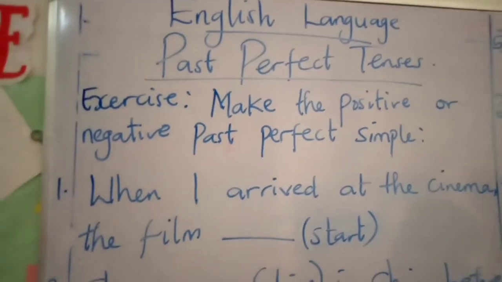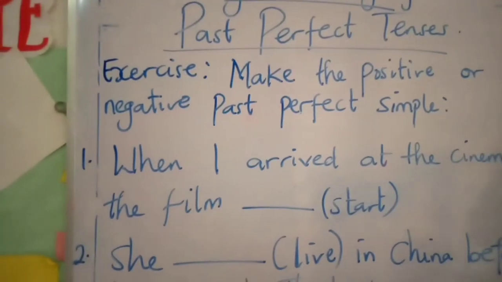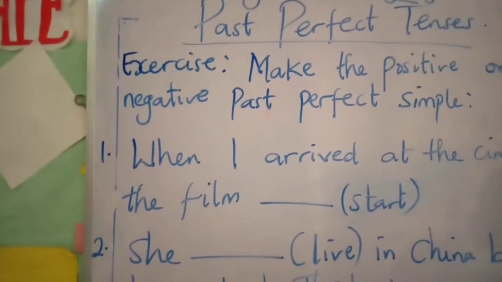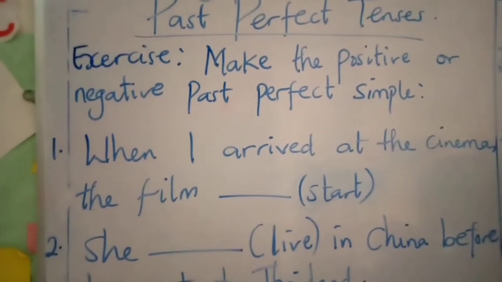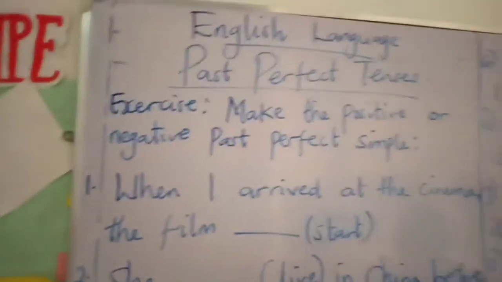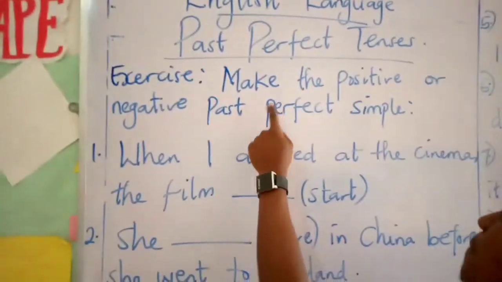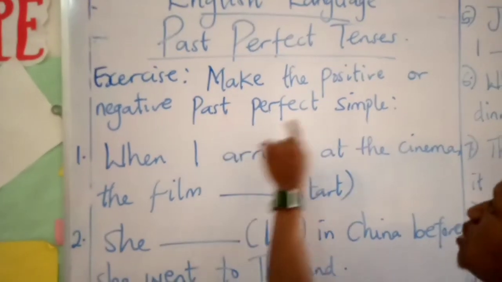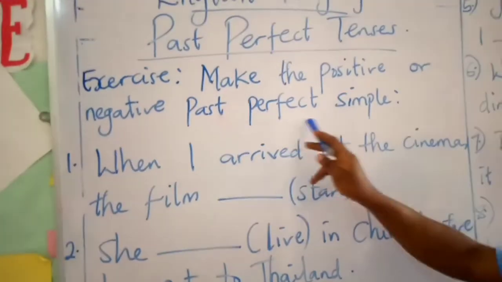Remember I told you what past perfect tenses are. I said that they are actions that happened following another action that also took place in the past. Now, we have an exercise on the board. Make the positive or negative past perfect simple. What does this instruction mean?